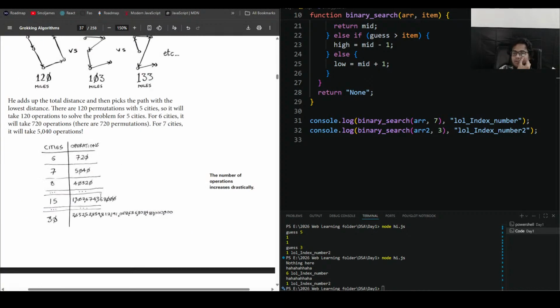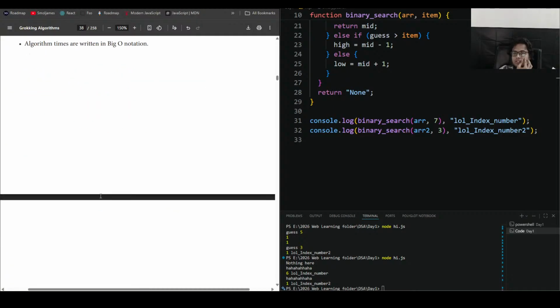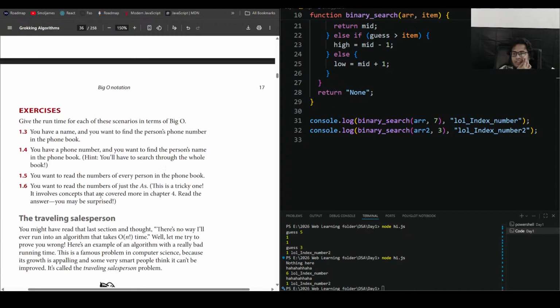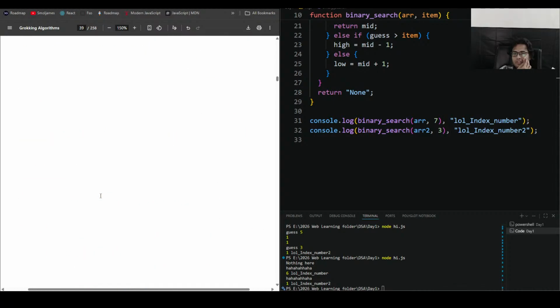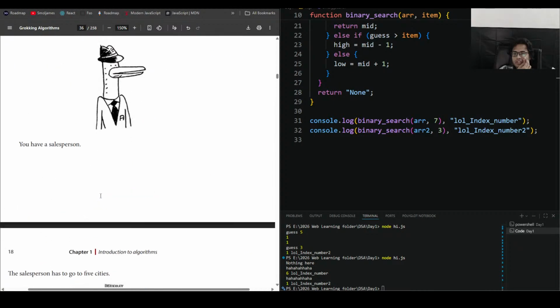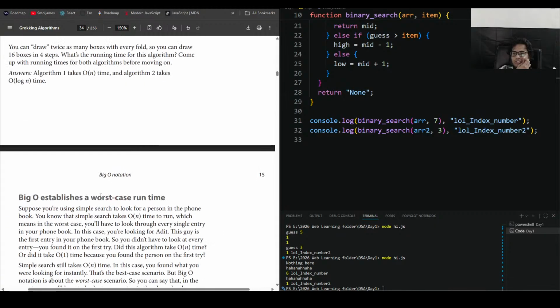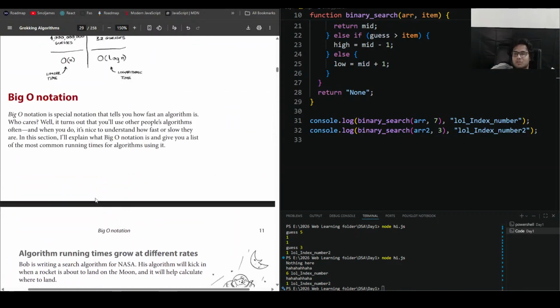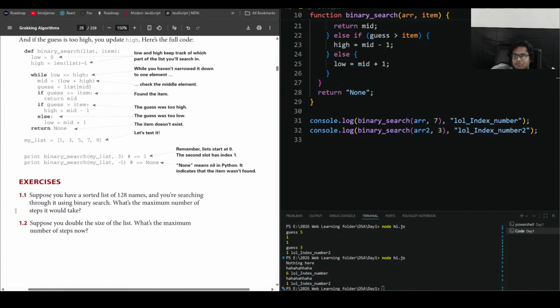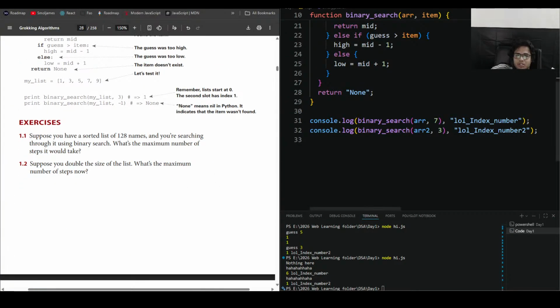Traveling salesperson. Recap. Okay, if I can finish the first chapter, that's fine. From chapter 2 starts the real thing. Let's cover this theory.